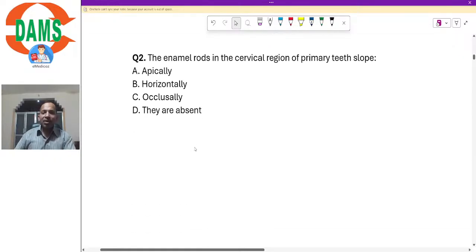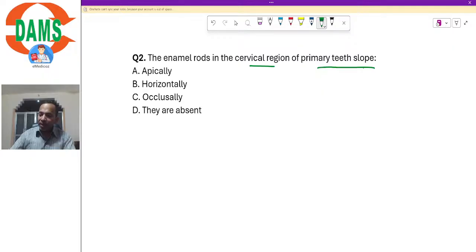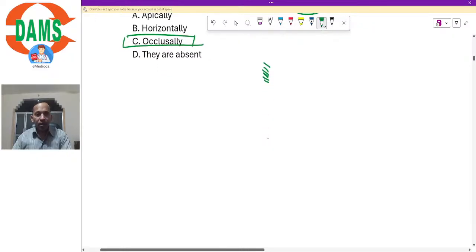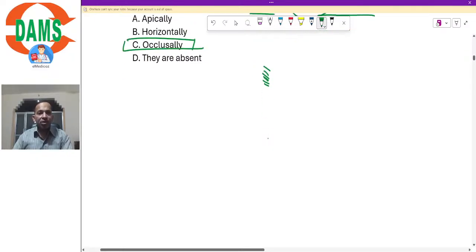The enamel rods in the cervical region of primary teeth will slope. So where do they slope? We have already seen it here, right? That all the enamel rods have a tendency to be directed towards the occlusal surface, except for the cervical rods of the permanent dentition, isn't it? And here in the question we are talking about the primary. So the general rule will apply and the correct answer would be occlusal, right? All the enamel rods are directed occlusally, even the cervical rods of enamel. Cervical rods of primary dentition.